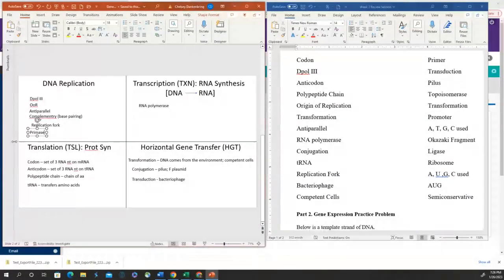All right, so I'm going to write the key player that creates the primer, which is the word in this list. And that is our key player known as primase. Remember, there are seven key players in DNA replication. Primase is one of them, and it lays down an RNA primer, which allows DPOL3 to do its job of building that new strand of DNA.